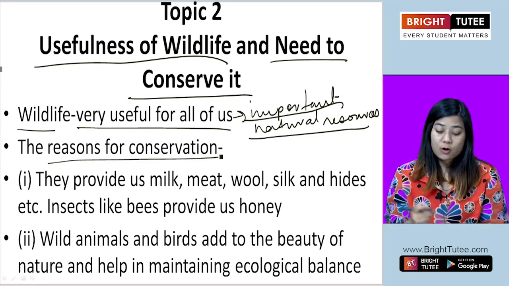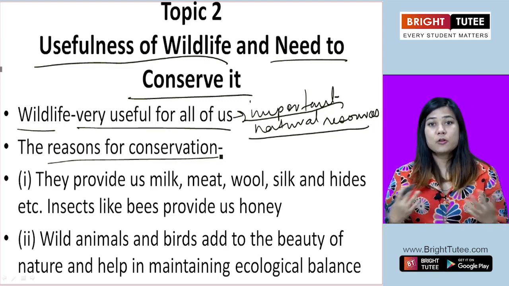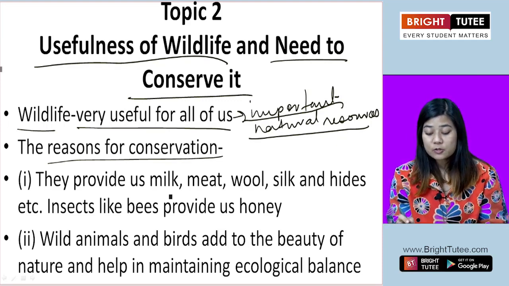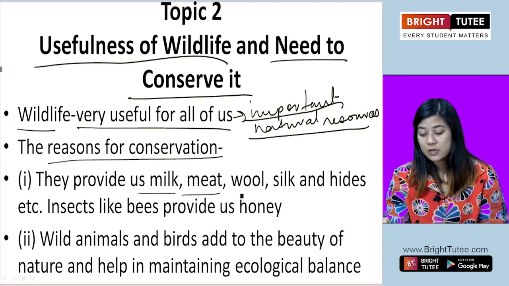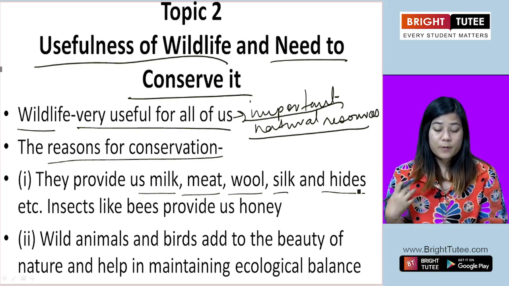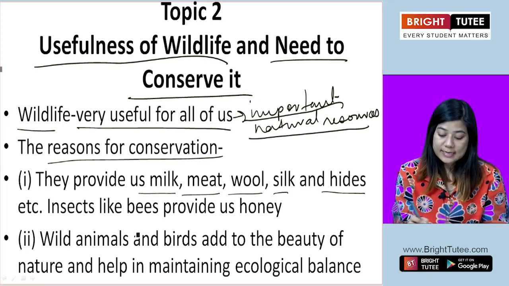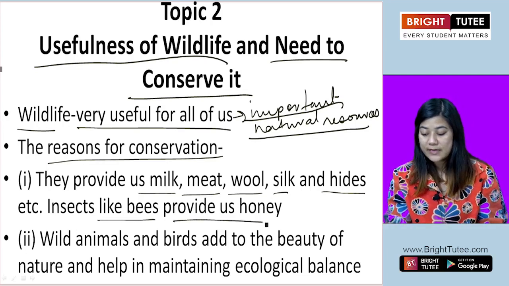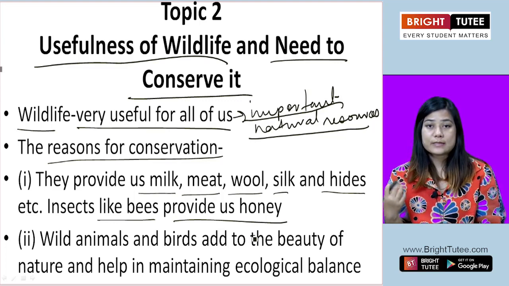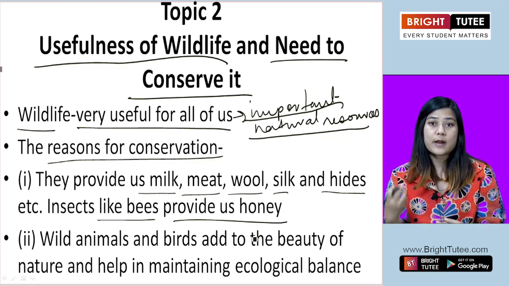Now, animals or wildlife provide us with a lot of things that we need and consume. Those are milk, meat, wool, silk and hides, or the skin from where we get the leather. And insects like bees provide us with honey, another important food that we need and consume.